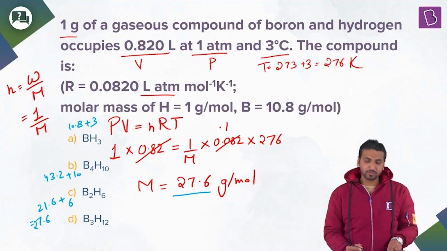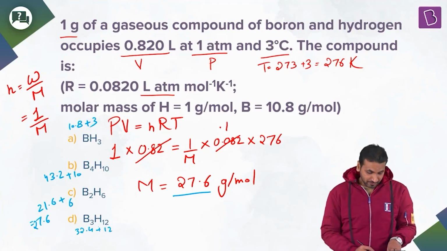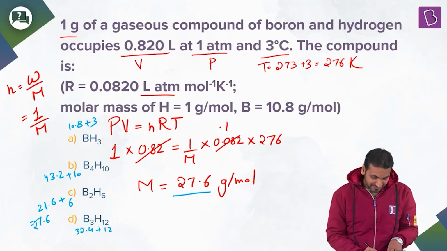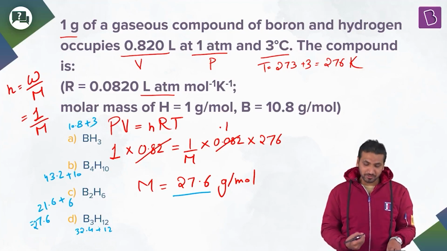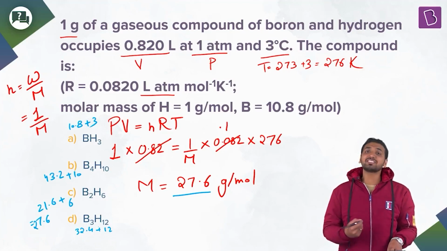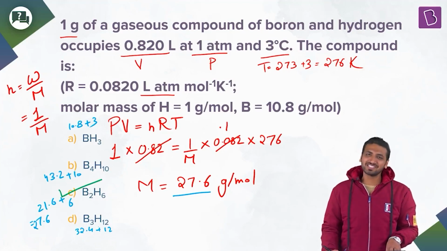Let's look for option D as well once. Boron B3H6. So 10.8 into 3 will be 32.4 plus 12. No, going far away. So option C is exactly matching with what we have calculated. The molar mass is coming out to be 27.6, which is matching with B2H6. So B2H6 is going to be the correct answer to this.